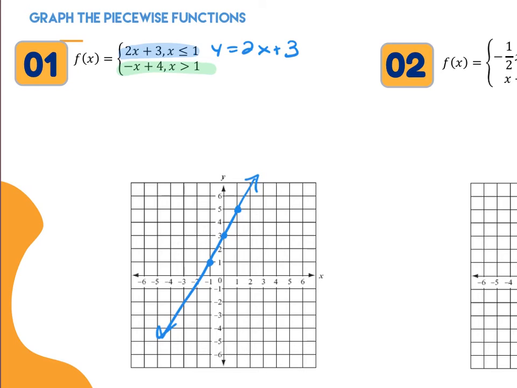Now I'm going to graph the second one as though it was there by itself. Y equals negative x plus 4. Which means I start at positive 4. I go down one to the right one, down one to the right one, and I draw myself a line. Ooh, that was not a good line.